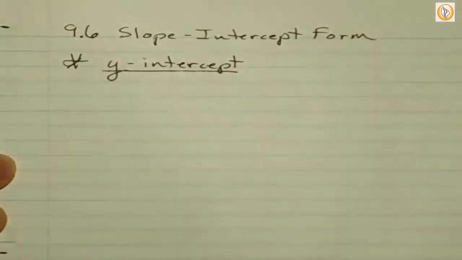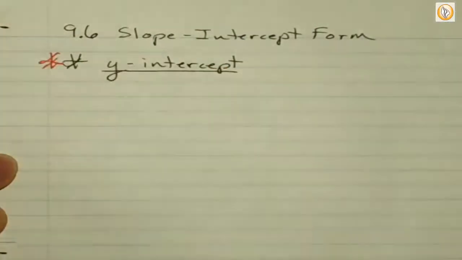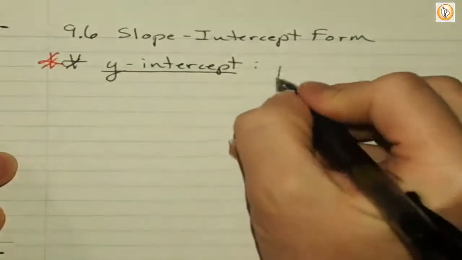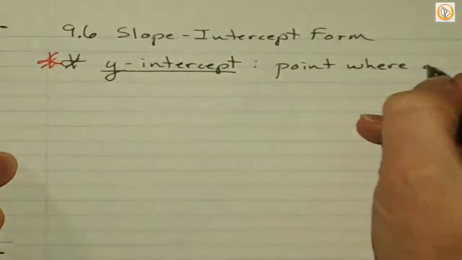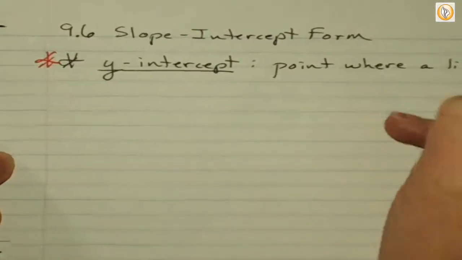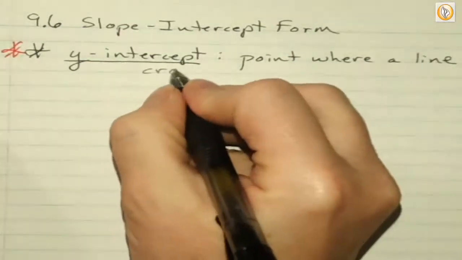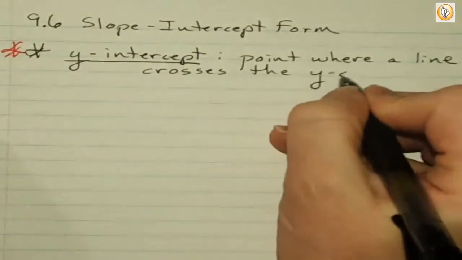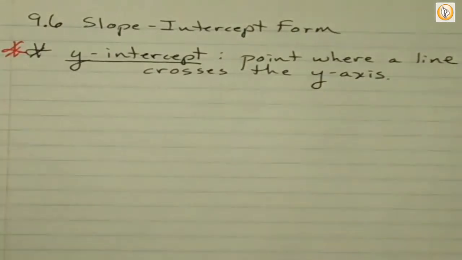This right here is extremely important. This is number 1, y-intercept. It is the point where a line crosses the y-axis. Okay, that right there, I mean, drill it into your head.